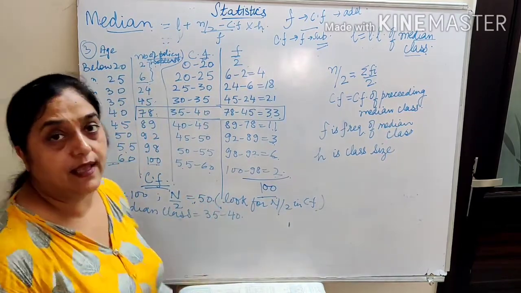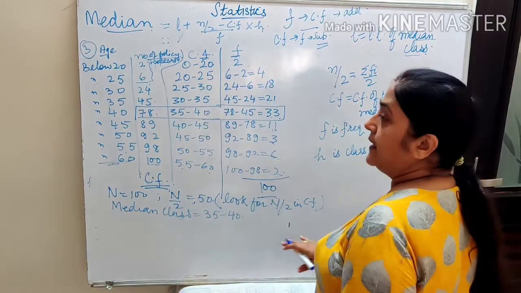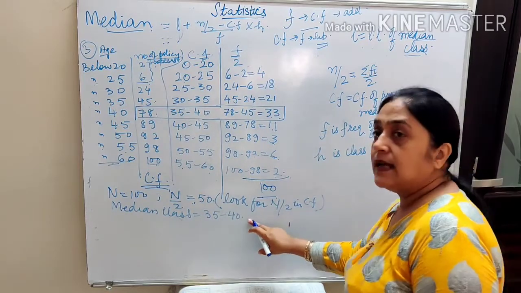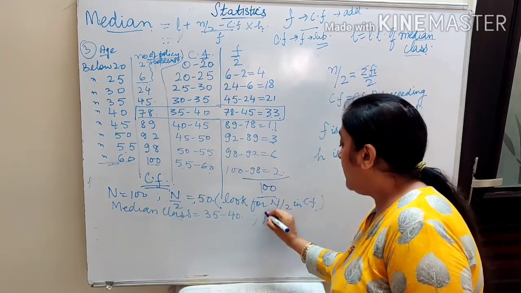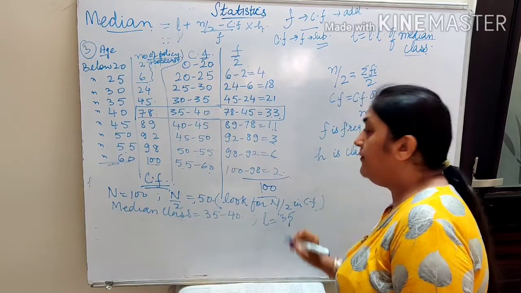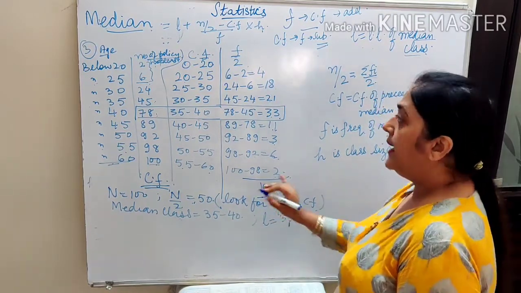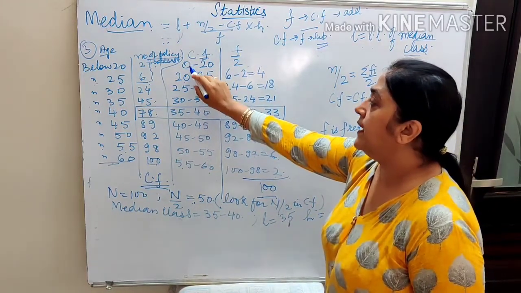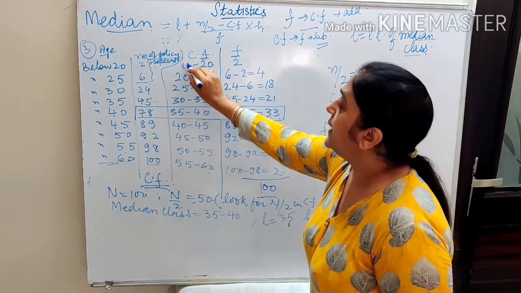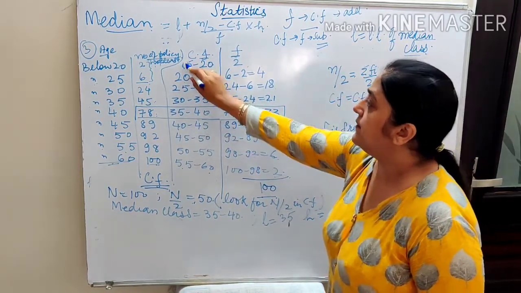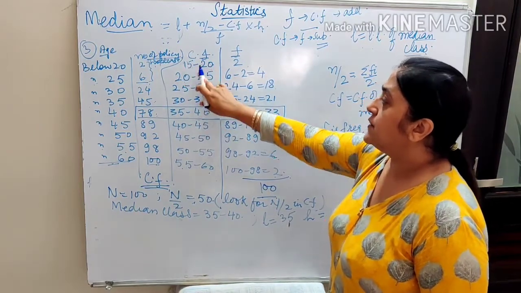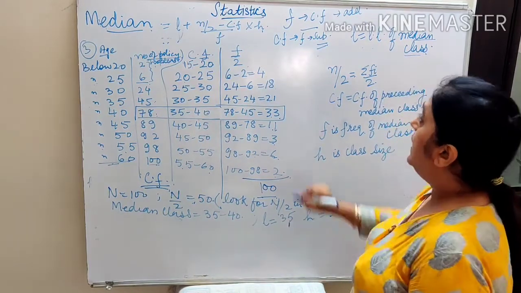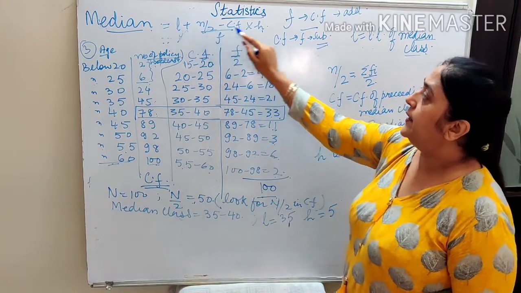This is the major thing that you have to find out, that is median class, because after the median class everything will be done very smoothly. Median class is 35 to 40. So what will be your lower limit? Lower limit will be 35. L is 35, right? N by 2 we have found out. What is H? If I write 15 to 20, because my class interval is of 5, it is 5. So class size is 5. So I have already found out L, N by 2, H.